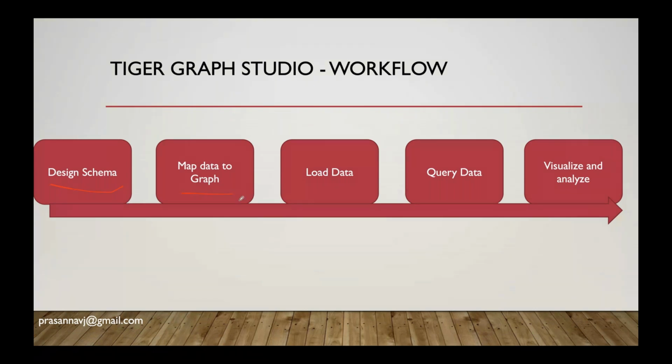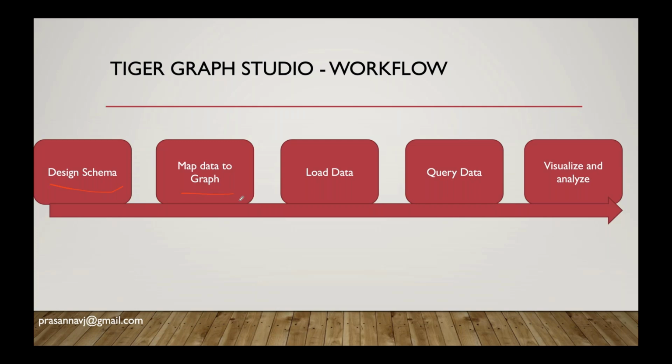So mapping of the data, as in the previous slide we looked at, could be streaming data. It could be a simple CSV or text file. It could be anything. That data can be configured: this is my source of data, utilize this particular schema, and in this schema, this data goes to this particular node, this data goes to this particular edge. You define these details as part of your mapping.